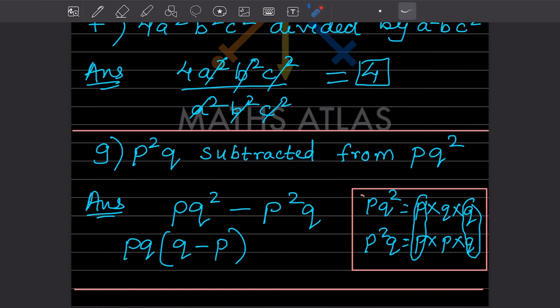Again, this I did in the rough work to take the common factor. This one, pq square, I have just split up. This one, p square q, I have just split up. What is common over here? p and q. So I've written here pq as common. And then what remains in the bracket is, from the first term, q remains. So this is q, this is the minus sign, and this is p. So p remains over here.